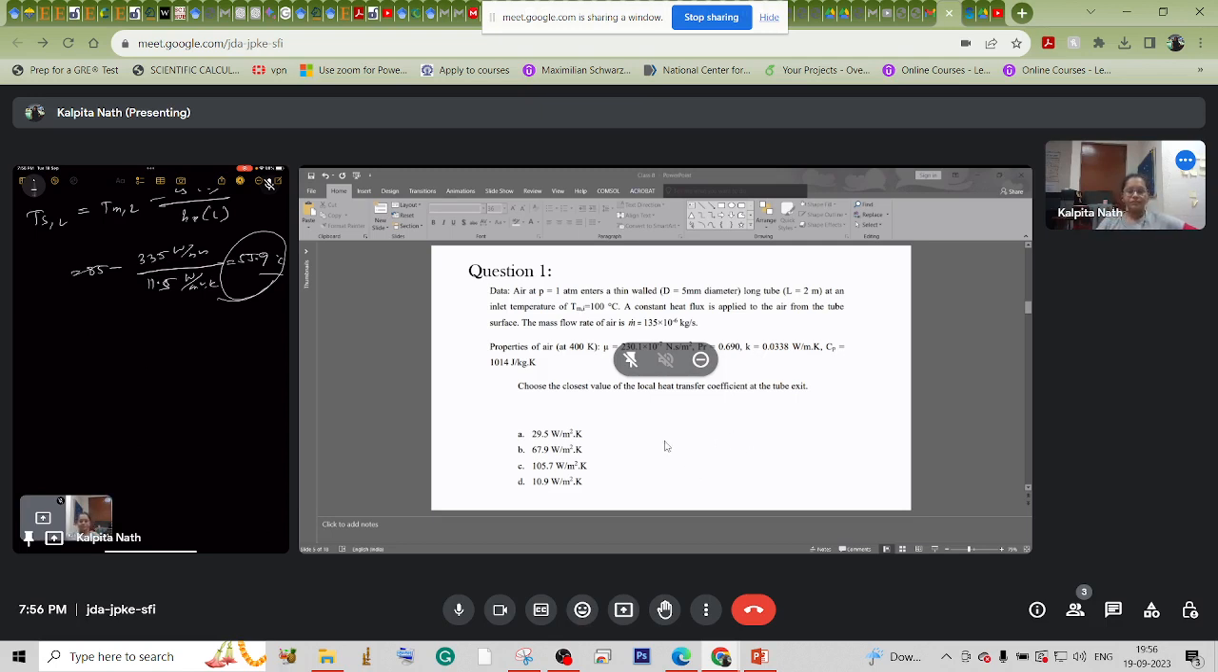So what we have to do is find the local heat transfer coefficient. I'll give 5 minutes, at most 7 minutes, to solve this. I'm here only if someone joins and has any doubt, do unmute yourself and tell me your doubt. Okay, I'm giving you 5 minutes for this.